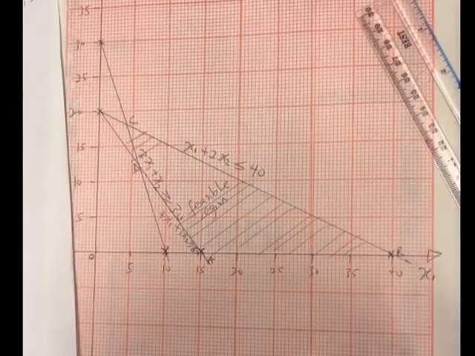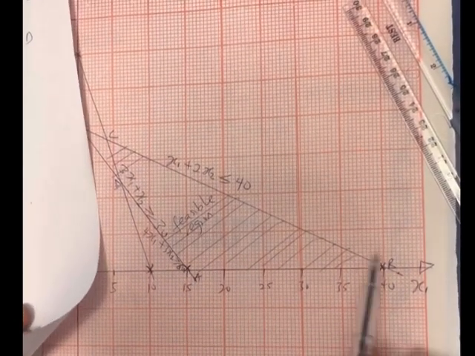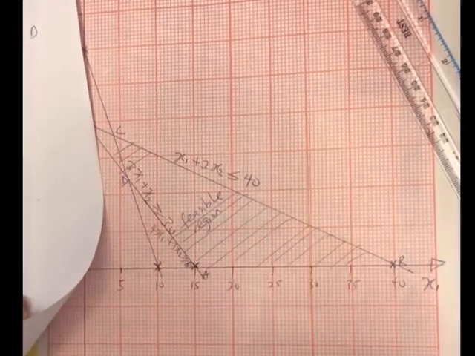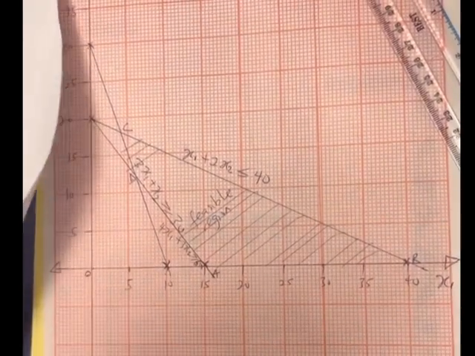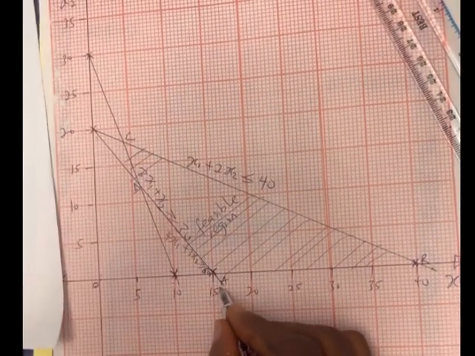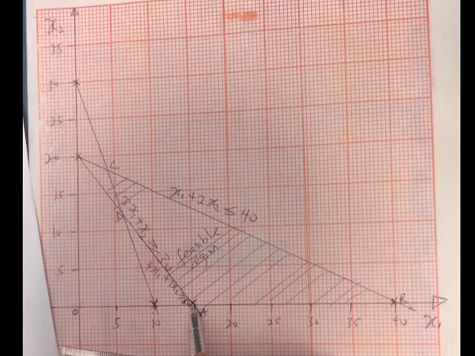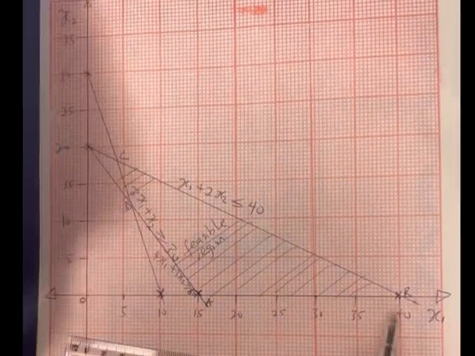Since I've got my feasible region, my next step is to find the value of A, the value of B, the value of C, and the value of D, so that I can get the minimum value of the objective function. So this is our A. My A is 15 on x1.